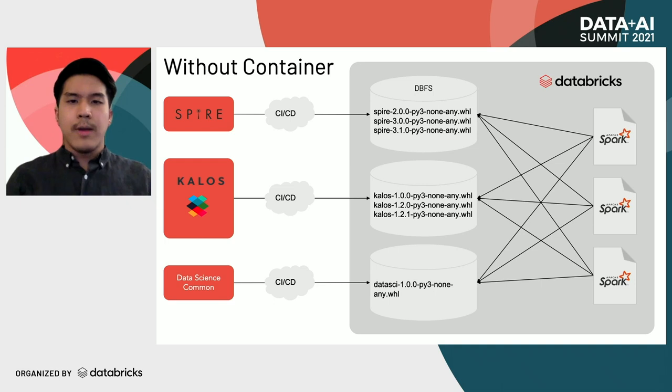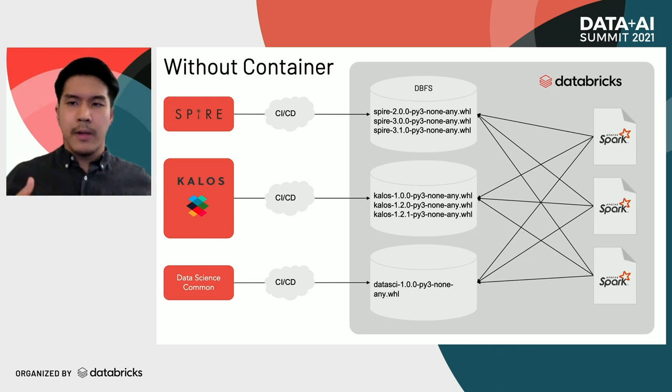Here you can see the diagram of how we deploy each component of Spire into production without a container. This is what we were using previously. Each component of Spire has its own deployment pipeline, and this pipeline mainly involves two things. One is quality control, which is done through automated testing and code reviews. When the automated testing passes and the code is approved, we have an automated deployment system which creates a Python wheel and then uploads it to DBFS.